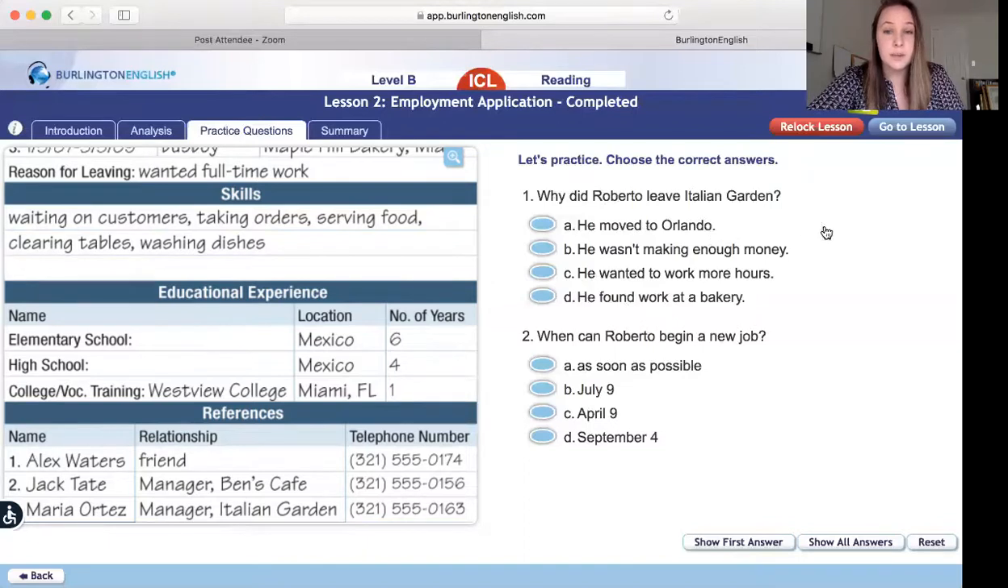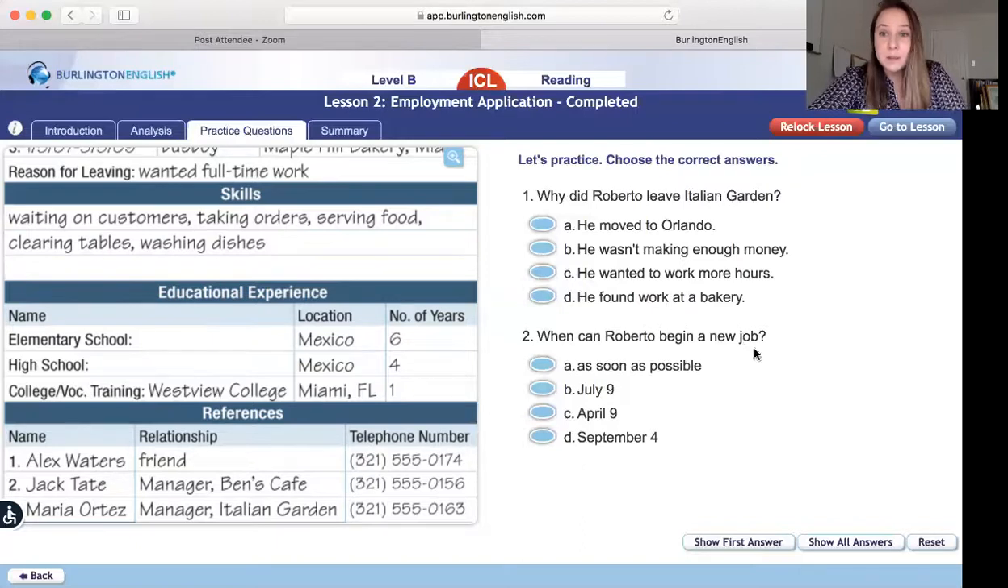A, he moved to Orlando. B, he wasn't making enough money. C, he wanted to work more hours. Or D, he found work at a bakery. So now you have an idea of what kind of information you can be looking for.